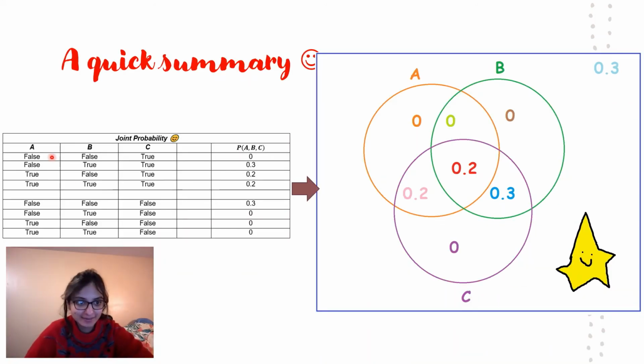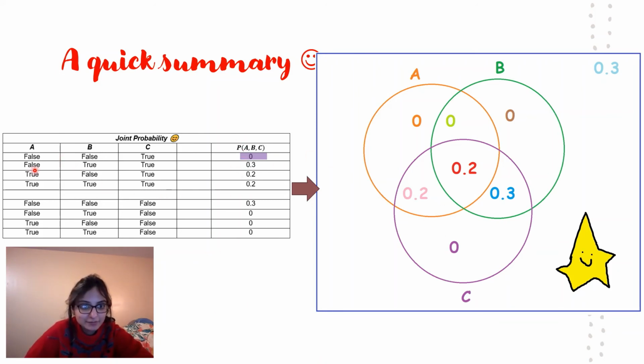So basically here, if A is false and B is false and C is true, then this is 0. So what this is saying is that this is C only, which is what this part is. So this part is just the 0 here. The 0, that's what this is saying. This is just C only.